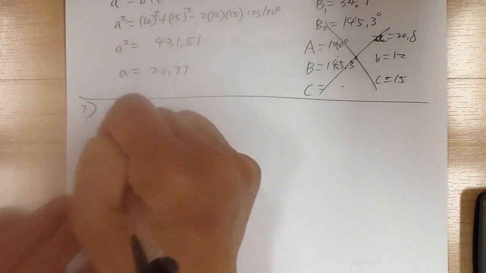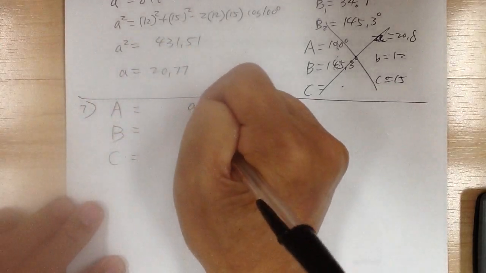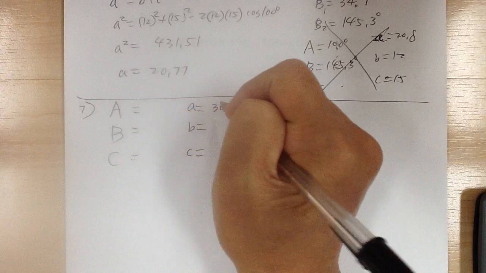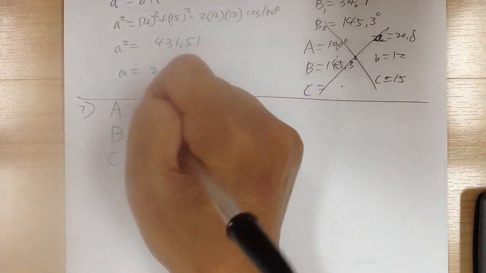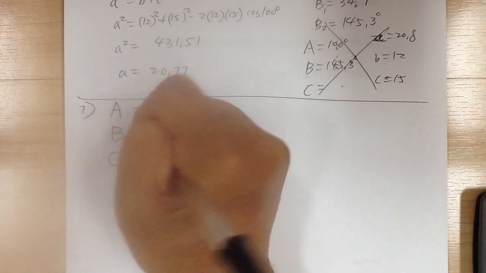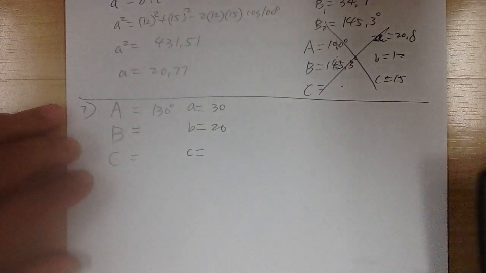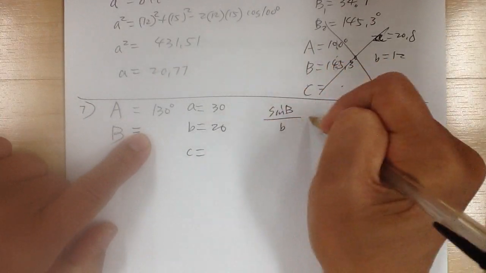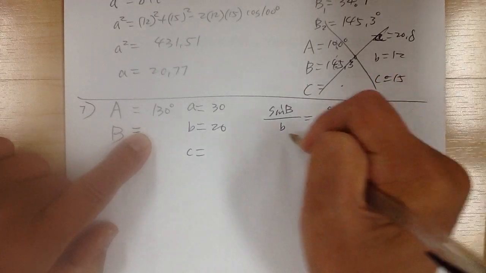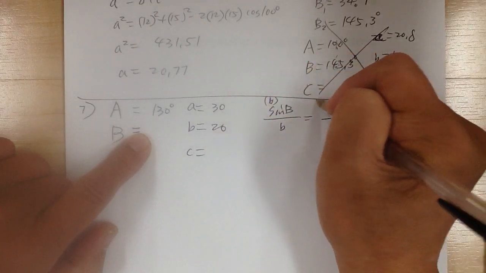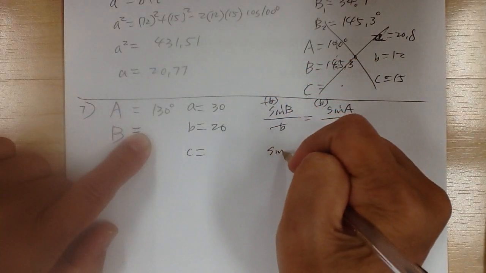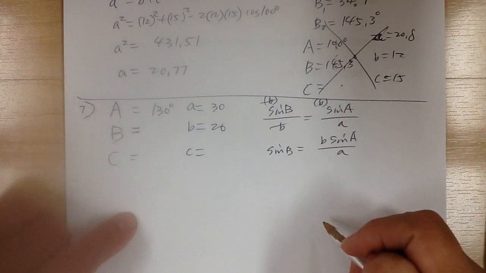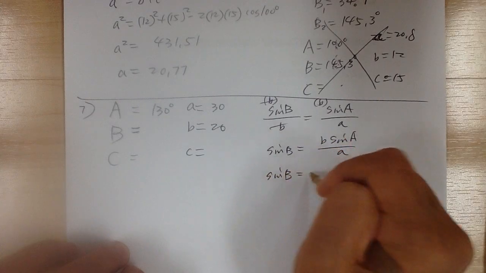Okay, number 7. Okay, so a equals 30, b equals 20, angle A equals 130 degrees. Okay, so we can use the law of sines. So sine B over b equals sine A over a. Multiply by b on both sides, so that this will cancel out. So sine B equals b sine A over a, and put in your numbers.